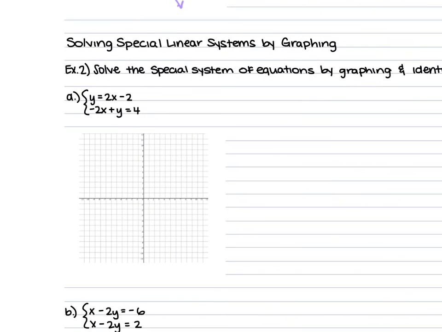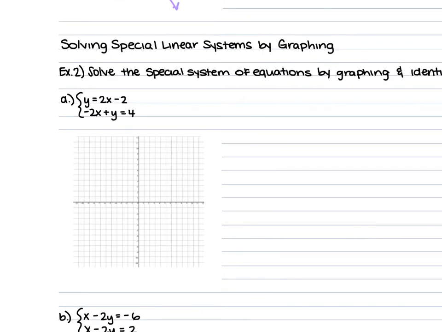If we look at the next section, we're solving special systems now, which means they could either be the same line or they could be parallel lines, and they do not intersect at all. If they are the same line, our answer is all real numbers. And if it's two parallel lines where they don't intersect at all, then our answer is no solution.